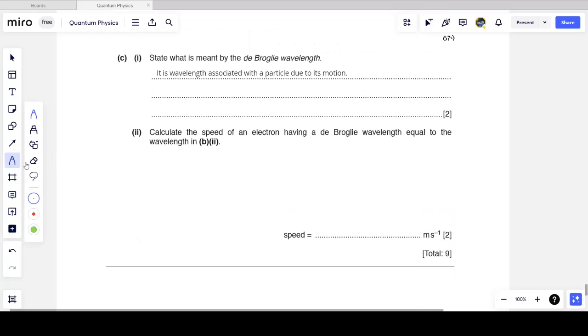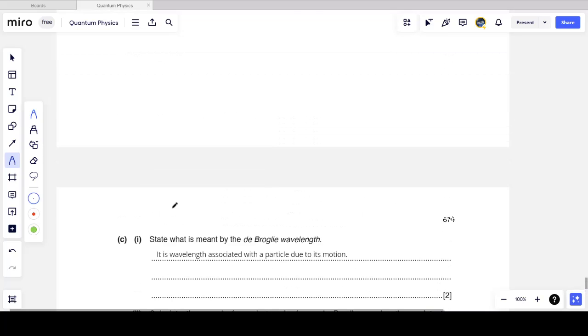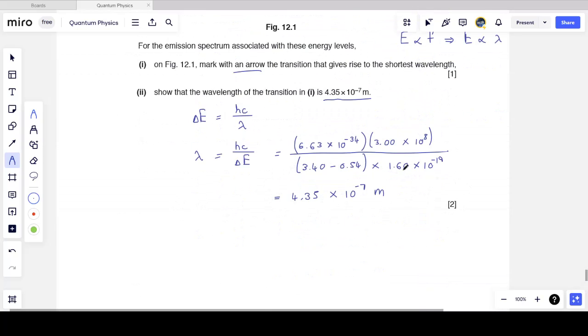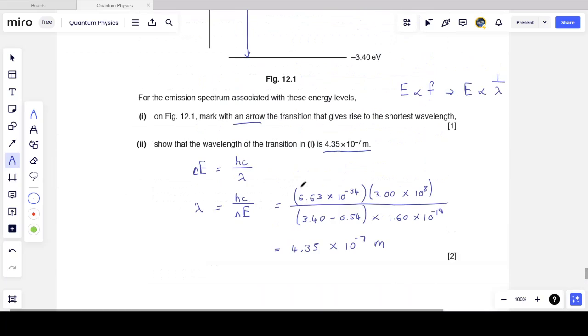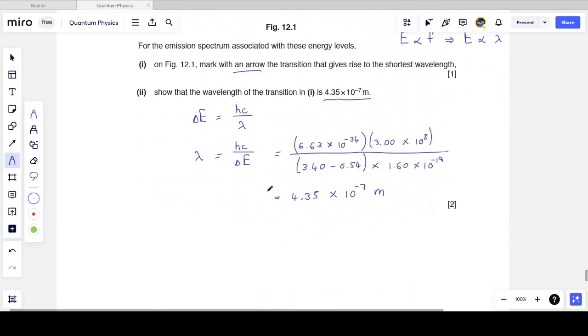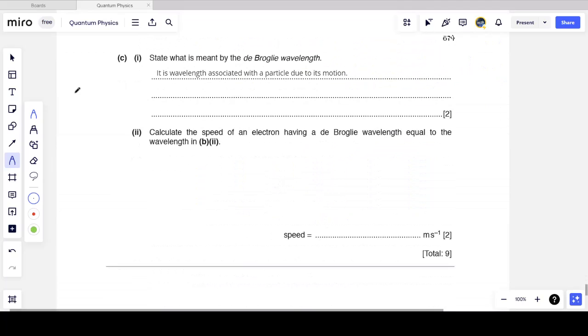And in the last question, we are asked to calculate the speed of an electron having a de Broglie wavelength equal to the wavelength in B2. So they're saying, hey, here's a photon with this wavelength, how much speed would an electron need to have in order to have the same wavelength? Well, what I know is that lambda, the de Broglie wavelength, is h over the momentum of the particle, which we know as mv, which means the speed of the particle, v, is h over m lambda.